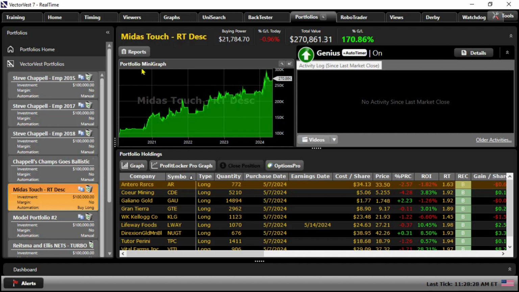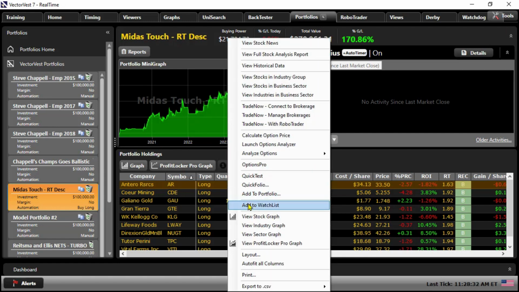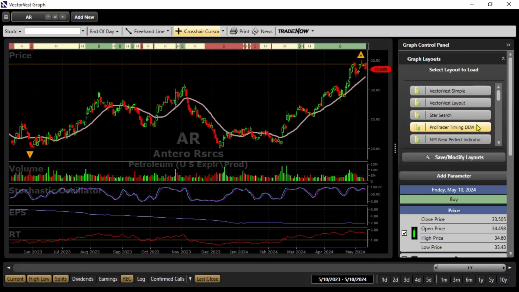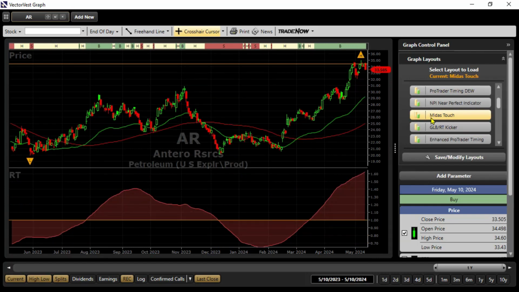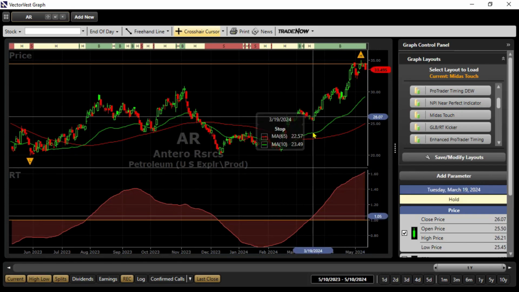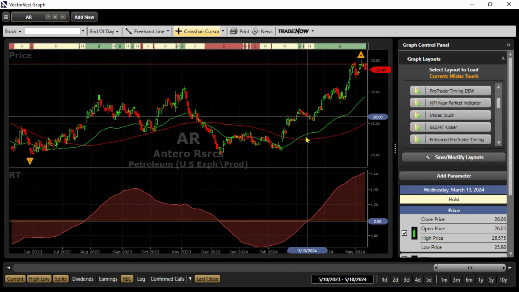Also, I want to throw this at you. This one uses the Midas Touch. So if I right-click, view a stock graph, over here on the right we have this Midas Touch layout. Some of you might wonder how the Midas Touch stocks are populated on your homepage, for example. Well, this was developed to help time the gold market, and it works really well, and it uses moving averages to really get the job done.